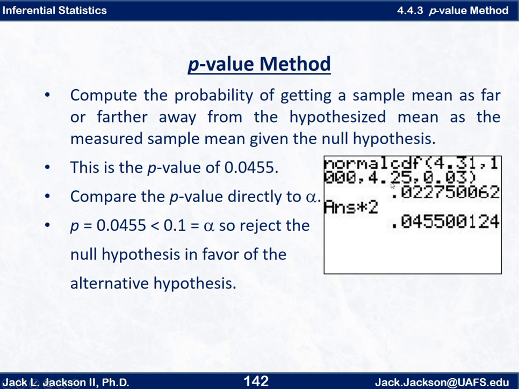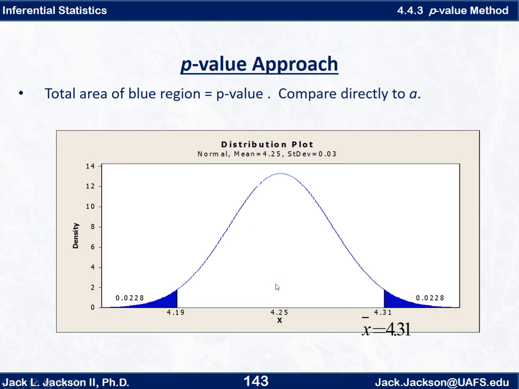And then 4.25 is the hypothesized mean, and this 0.03 is the standard deviation, not of the individuals, but of the x-bars. So that's the given sigma divided by the square root of n. And that turns out to be 0.02275, and then we double that to get the p-value. So the p-value is here. It's less than alpha, so that's enough to reject the null hypothesis. Here's the picture. Here's our x-bar here, and the probability that we just computed was 0.0228. That's the probability to the right of that. Then there's a corresponding probability on the left, but those two together add up to be the p-value, so that's why we had to double it.